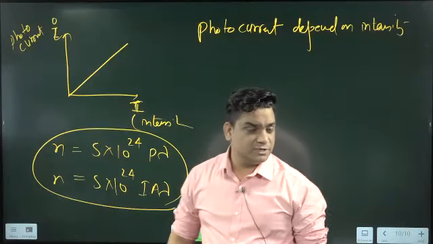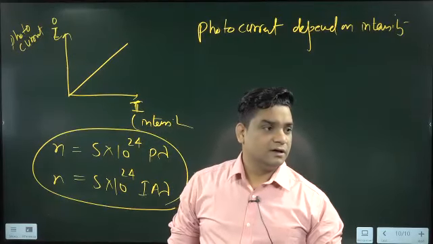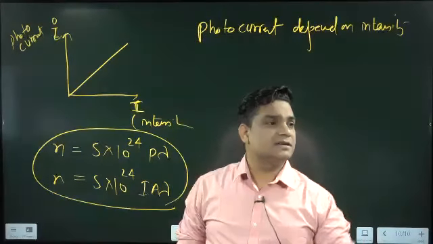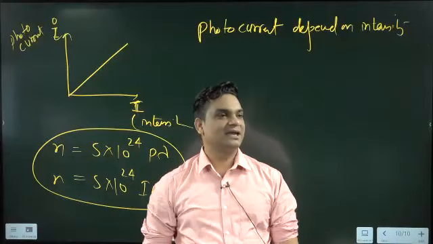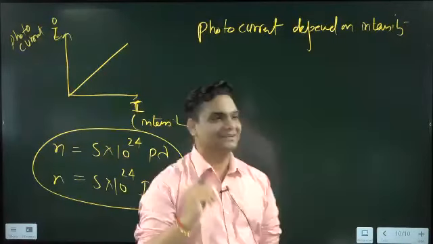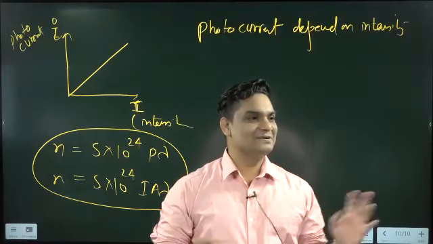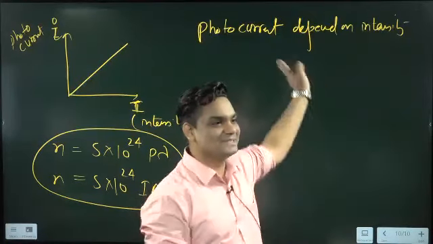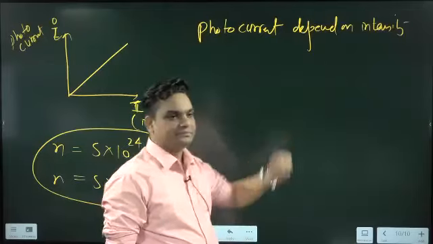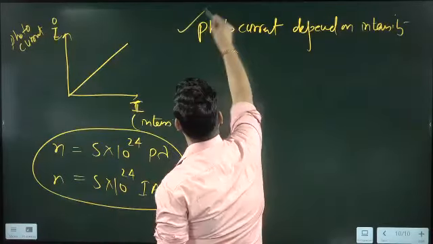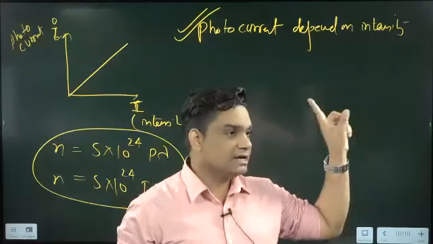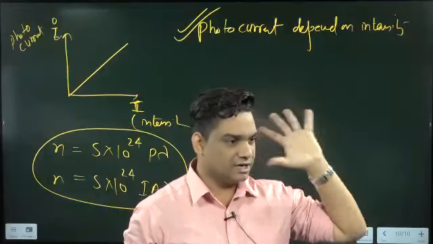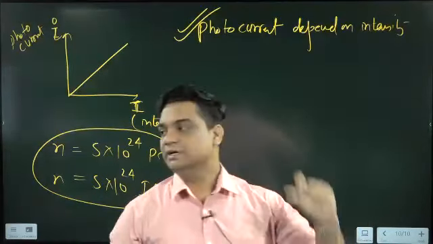Sir, wavelength is measured in nanometer. Yes, okay, angstrom or nanometer, anything can be there. You should know how to convert. Nano is the 10 power minus 9. I will tell also, nano and angstrom conversion, because a lot of people make mistakes in that. Now it depends only on intensity, not on the frequency of the source. It depends on the number. Clear?